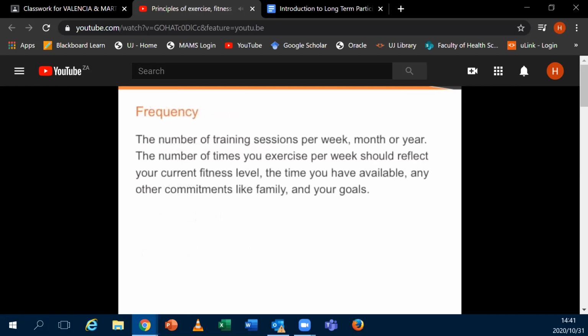Frequency. This is the number of training sessions per week, month, or year. The number of times you exercise per week should reflect your current fitness level, the time you have available, any other commitments like family, and your goals.